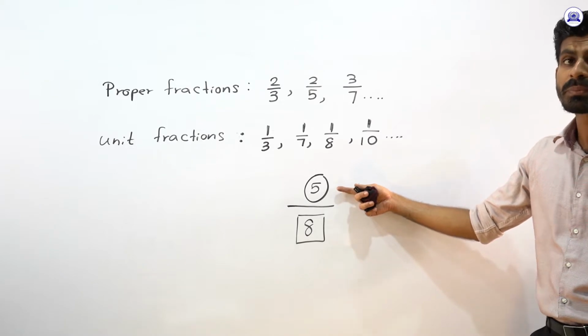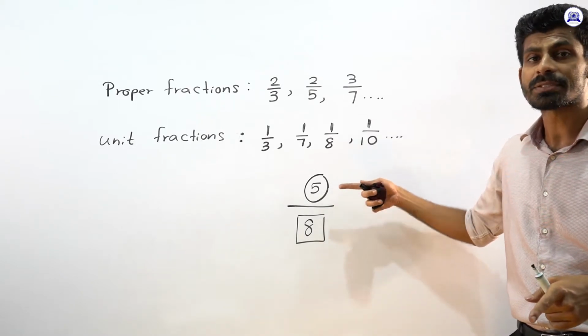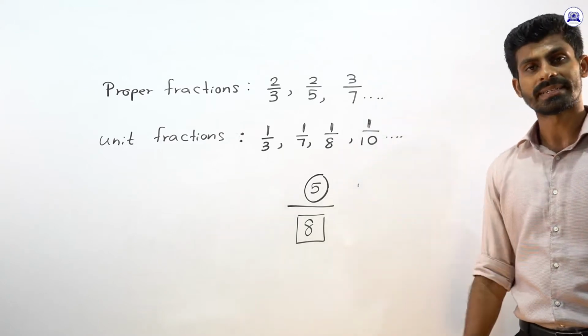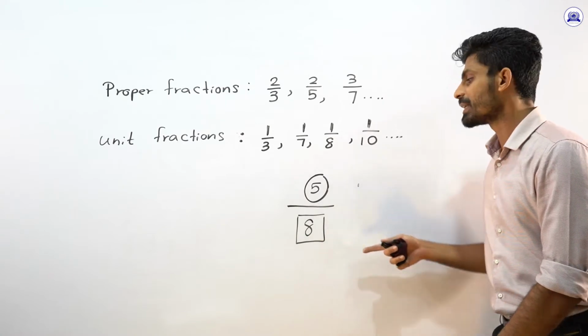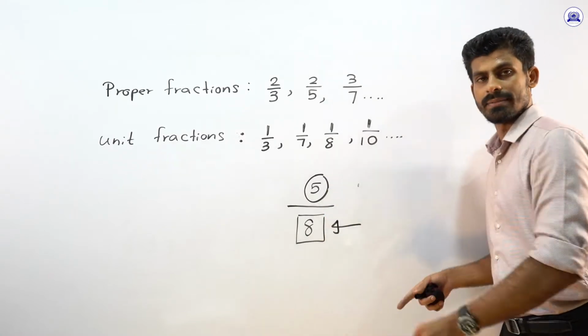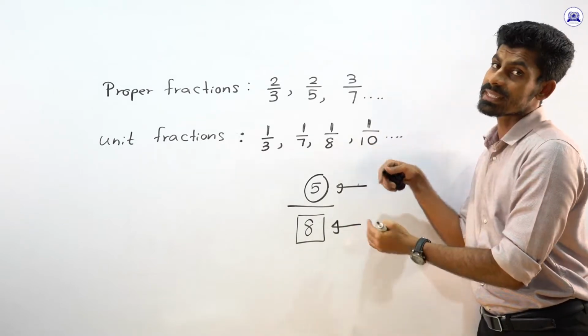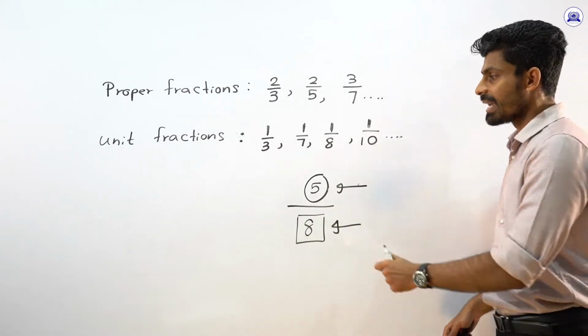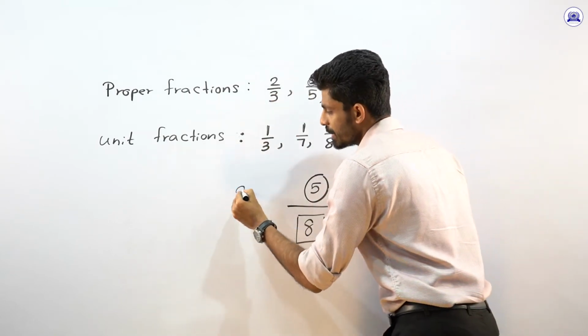That is a very important point. In a proper fraction, the numerator is always smaller than the denominator. Which one is the lokka? This is the lokka, and this is the podda. Podda means the smaller one, lokka means the larger one. That means the numerator should be smaller than the denominator.